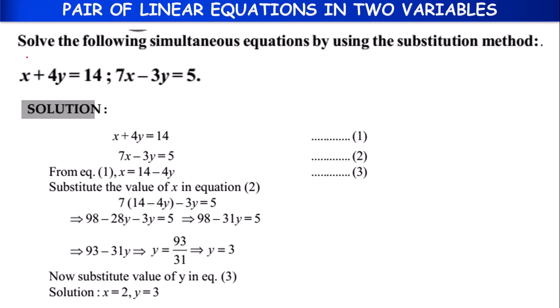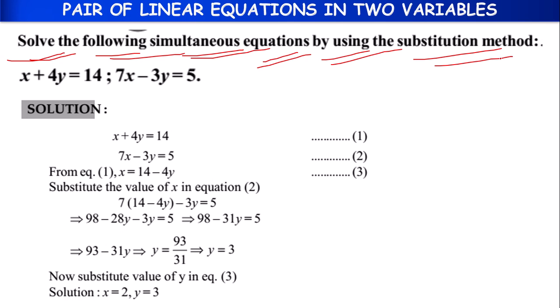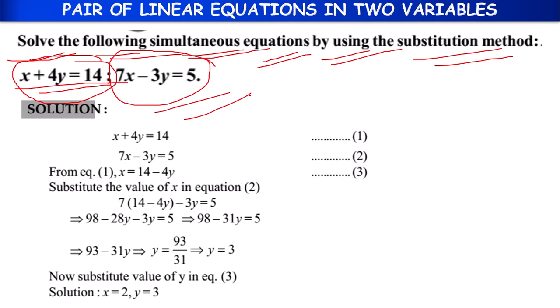Next. Another question. Solve the following simultaneous equations by using the substitution method. x plus 4y equal to 14. 7x minus 3y equal to 5. We have two equations. x plus 4y is 14, 7x minus 3y is 5. So x equal to, 4y comes this side, 14 minus 4y. We can isolate x from the first equation.